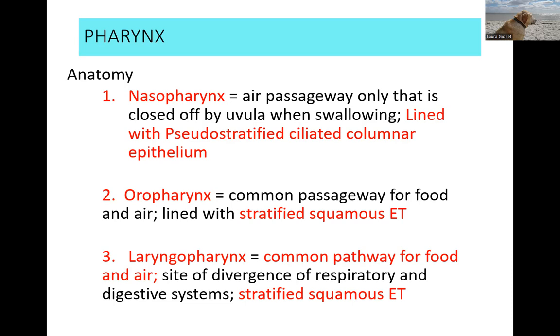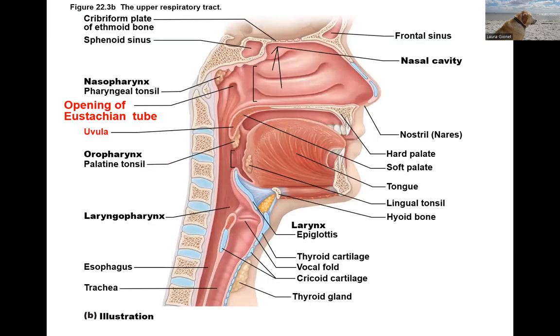And then a little farther down from the oropharynx to the entrance point where the epiglottis is, where air can enter into the larynx, that's the laryngopharynx. It too is a common passageway for food and air, site of divergence of the respiratory and digestive systems, because they're just superior to your larynx is going to be the laryngopharynx, but to the posterior aspect is going to be your esophagus. And it too is lined with stratified squamous epithelium.